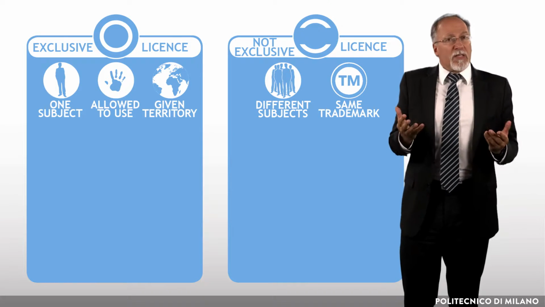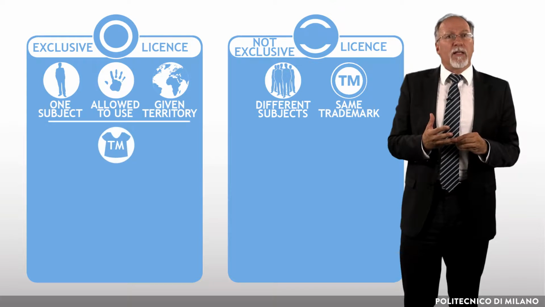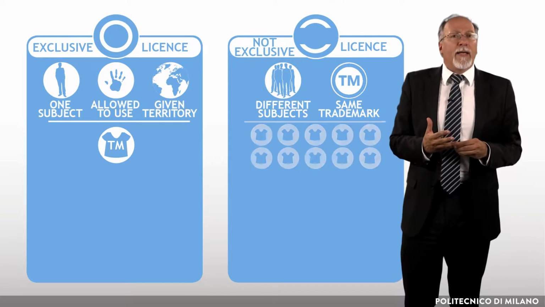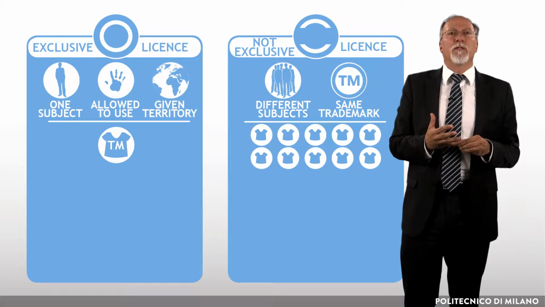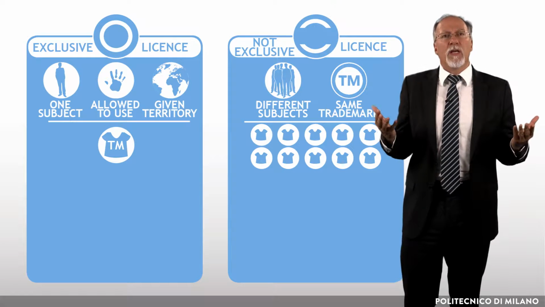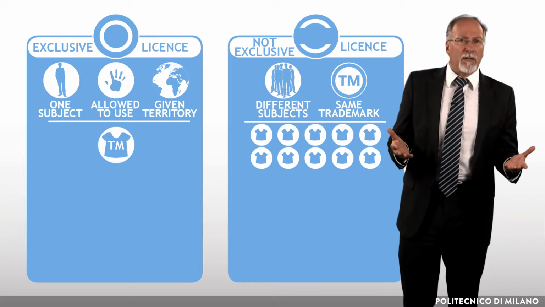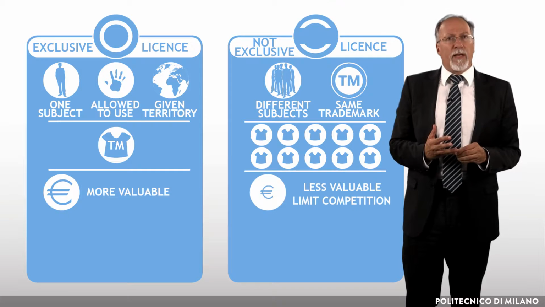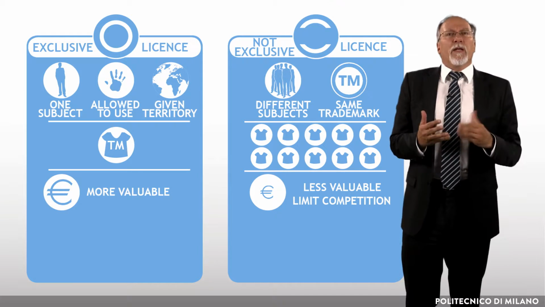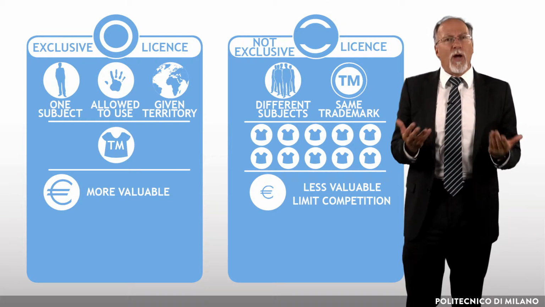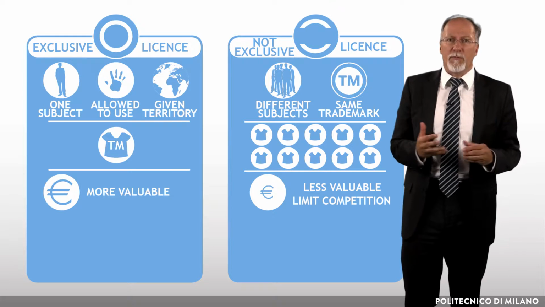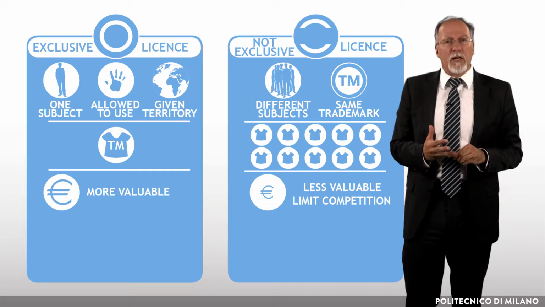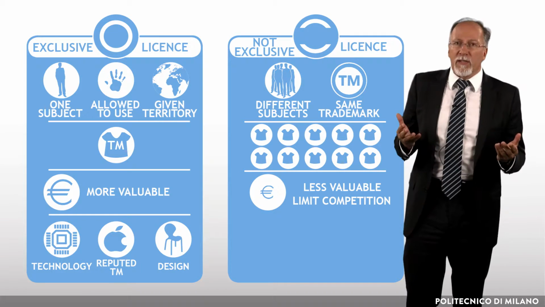For instance, I can grant a company an exclusive license to produce T-shirts with my trademark, or I can decide to grant a not exclusive license to 10 different companies, which will compete on the same market. Of course, an exclusive license is more valuable than a not exclusive one, but also a not exclusive one can, however, limit the competition to a few subjects. The exclusive license is more common for specific technologies, reputed trademarks or designs.